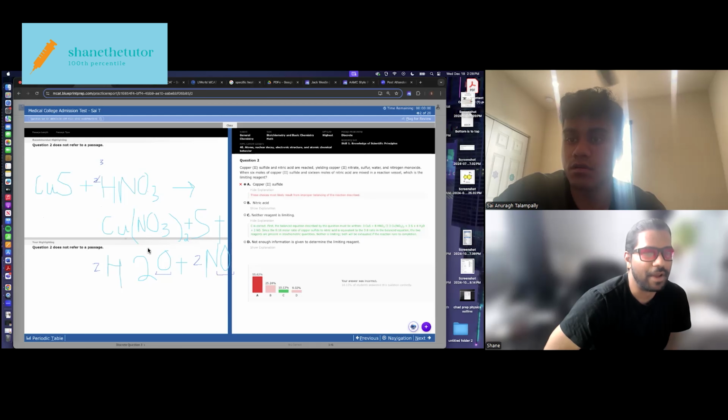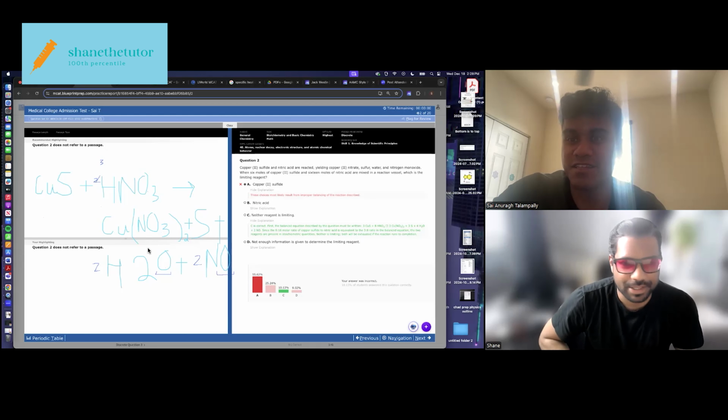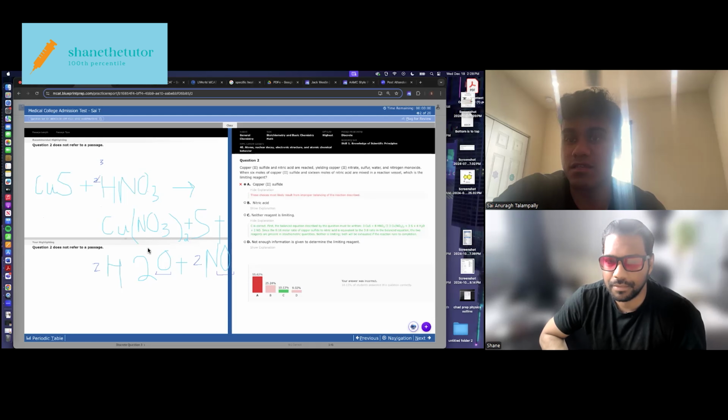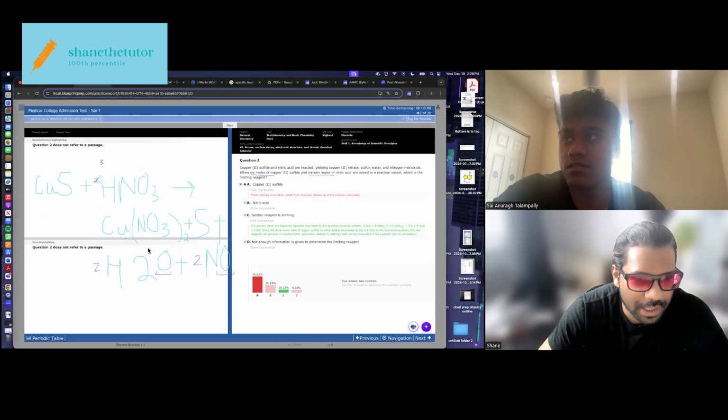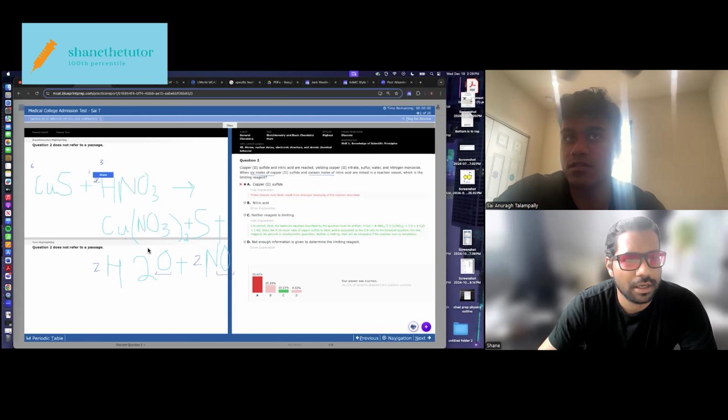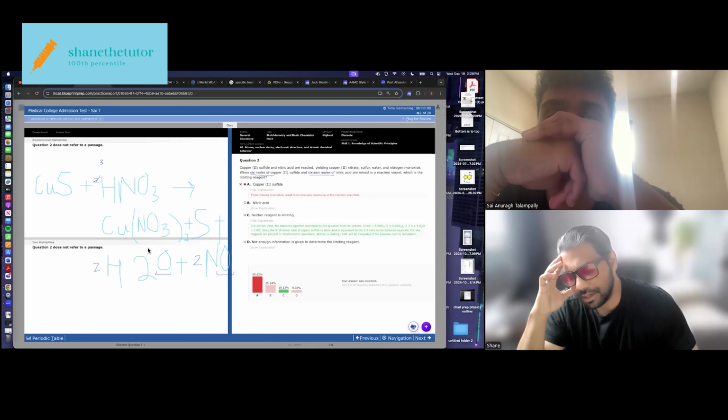Yeah, it seems like it's a very exhaustive balancing. So maybe this can help. 6 moles of copper sulfide, 16 moles of nitric acid. Let's see if that can help. 6, 16.